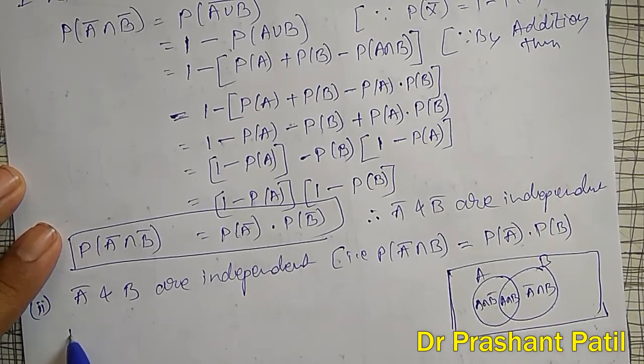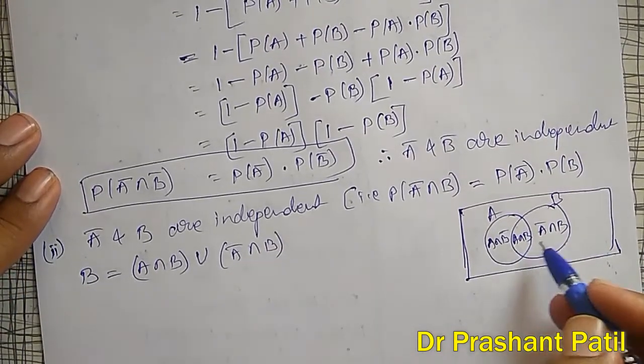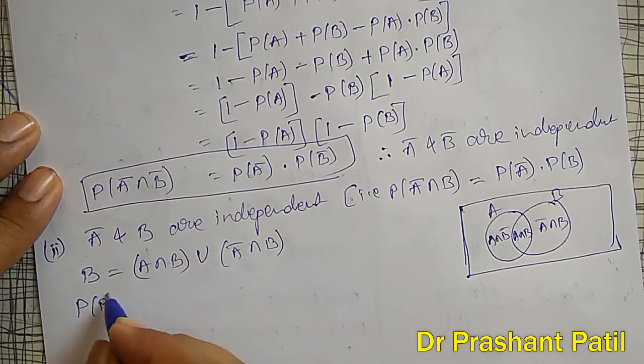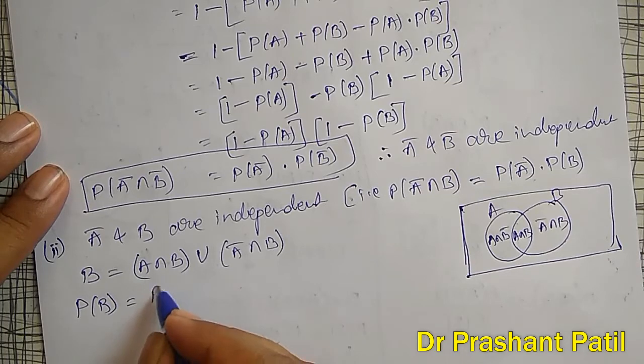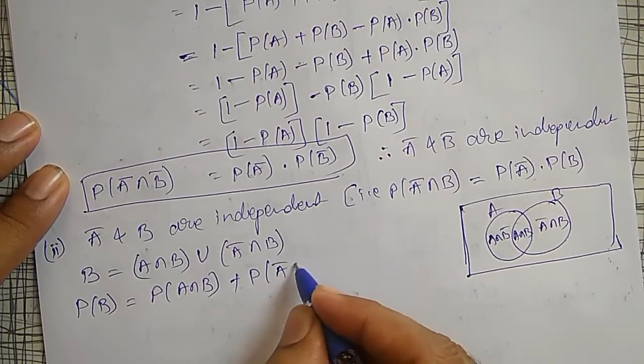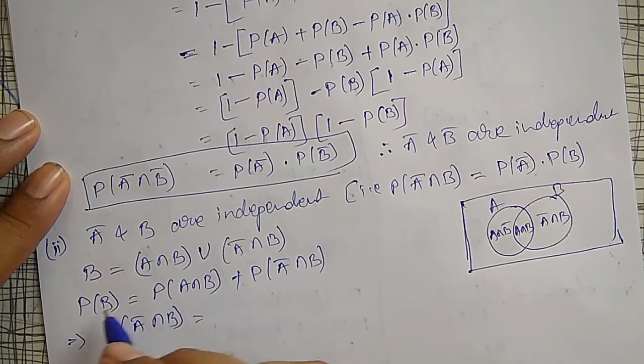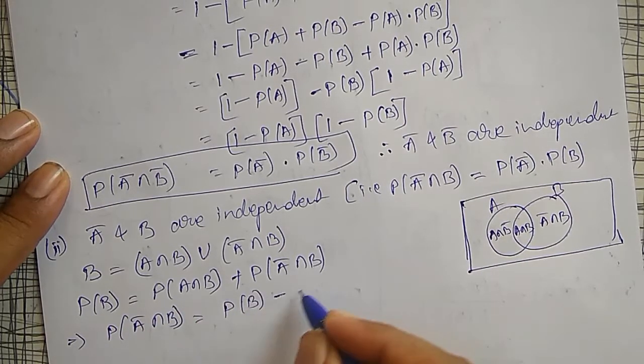Therefore, B I can write as A intersection B union A bar intersection B. And A intersection B and A bar intersection B are mutually exclusive. Therefore, probability of B equals probability of A intersection B plus probability of A bar intersection B, which implies probability of A bar intersection B must be equal to probability of B minus probability of A intersection B.